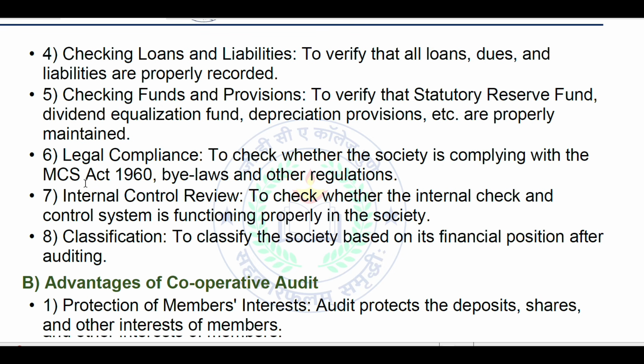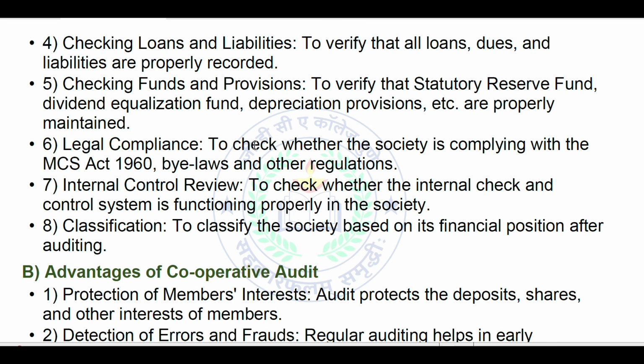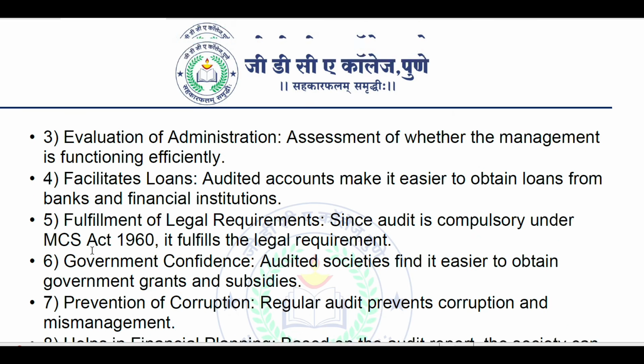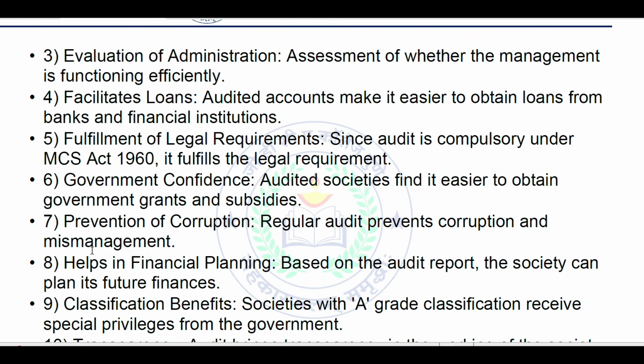are properly maintained. Number 6, legal compliances, to check whether the society is complying with the MCS Act 1960, bylaws and other regulations. Number 7, internal control review, to check whether the internal check and control systems are functioning properly in the society. Number 8, classification, to classify the society based on its financial position after auditing, like A, B, C, D, according to the financial position of the audited society. So at least write 6 to 7 points, or 8 points minimum.